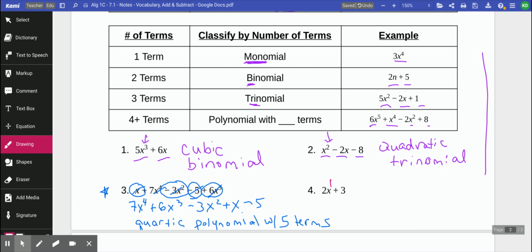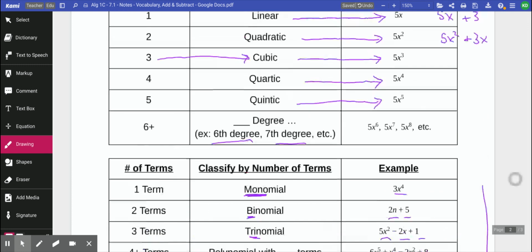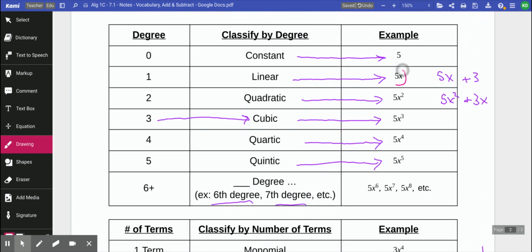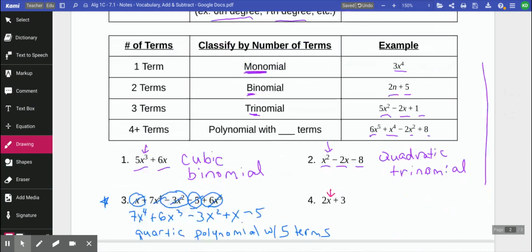So again, we're starting with our first term here. It's in standard form. So 2x is a tricky one because I don't see a number there, right? But we can look at our table. We can find the one that looks kind of like that, right? This is really a degree of 1 because it's really 2x to the first power. So this one is linear. And this one also has 2 terms just like our first one, 1, 2. So it's a linear binomial.